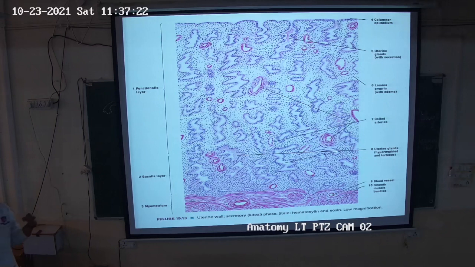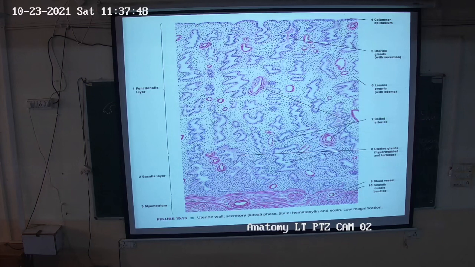Then the surrounding medium is more edematous as compared to the proliferative phase. So what changes you will see here: proliferation, edematous tissue, then coiled uterine glands having secretion in their lumen, and coiled arteries reaching from the basal part towards the functional part. Okay? Then if fertilization does not take place, the ovum dies off in 24 hours.